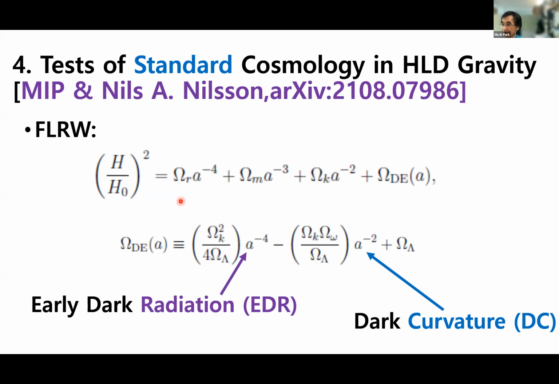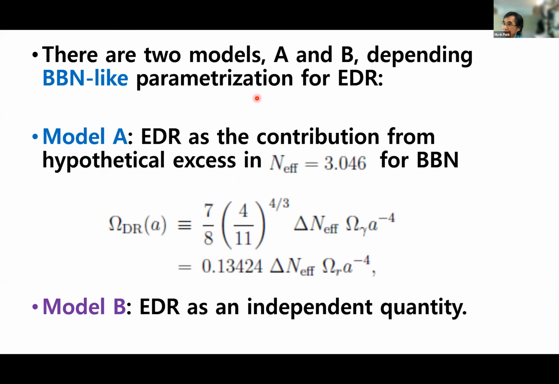Now let me write down the Friedmann equation in this way, where capital omega is the density parameter, the same as usual, but here omega dark energy has 3 parts, as I have already seen in the Friedmann equation: radiation-like, curvature-like, and just the cosmological constant part, which depend on omega k, omega lambda. There are basically two models, A and B, depending on how we implement the omega dark energy, and how to implement the BBN-like parameter here or not.